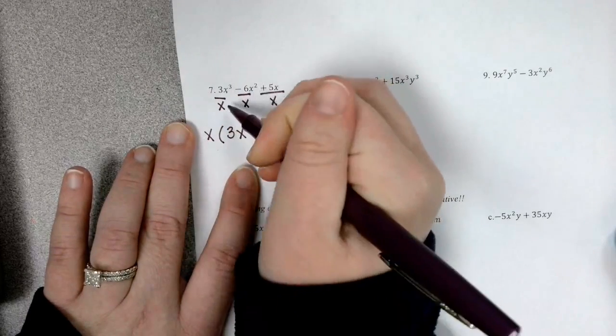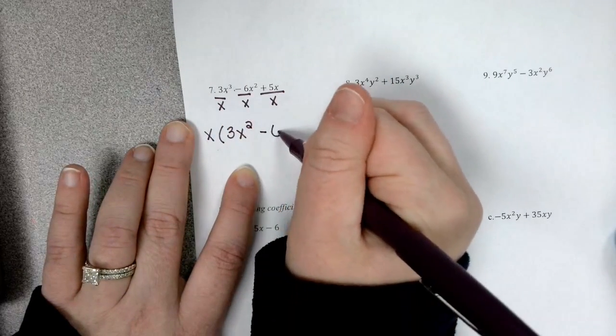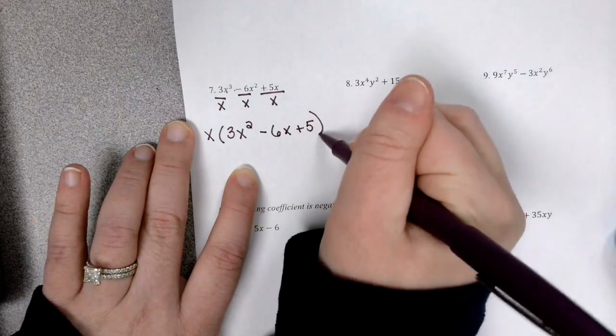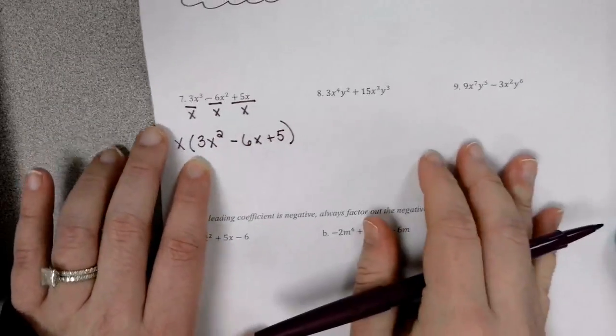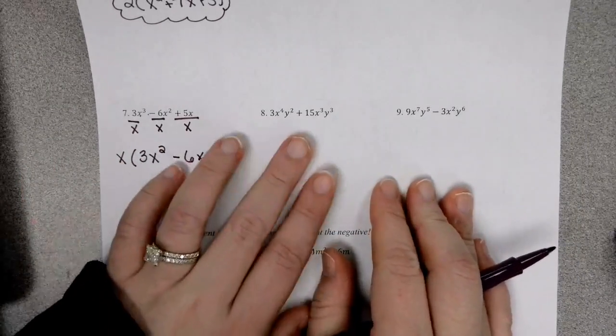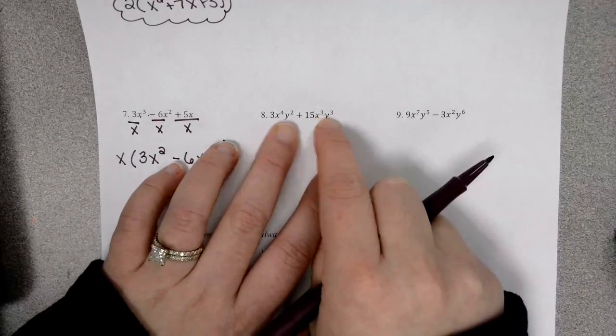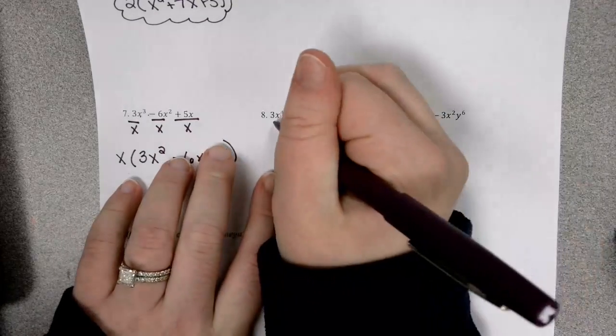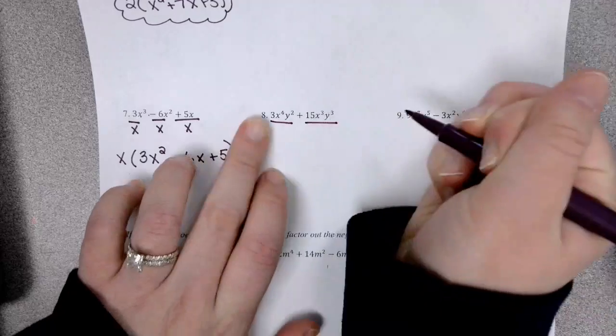3x squared, I'm taking 1x out of all of them, minus 6x, and 5x divided by x is just 5. Final answer. Alright, now we're getting into the business. There is more than one variable, but we're still going to do it the same exact way. Looking at my first set of terms and my second.